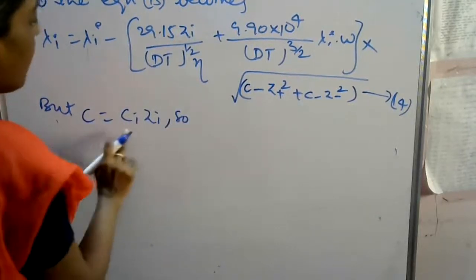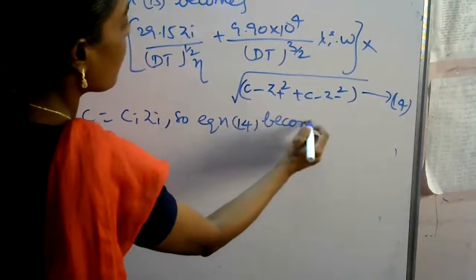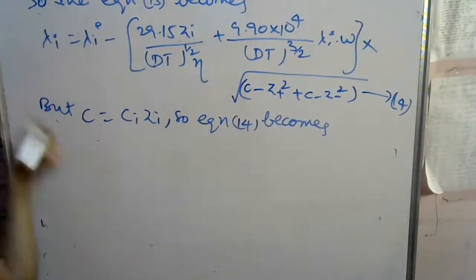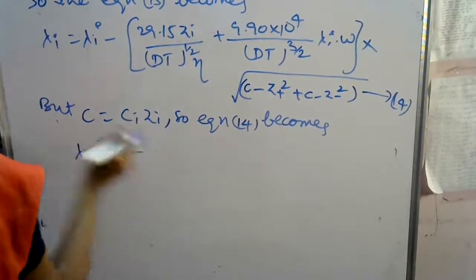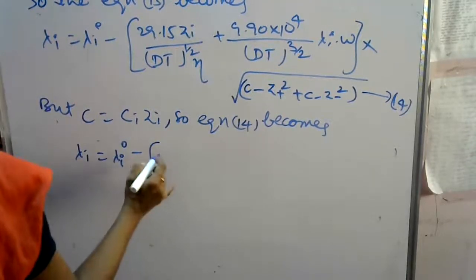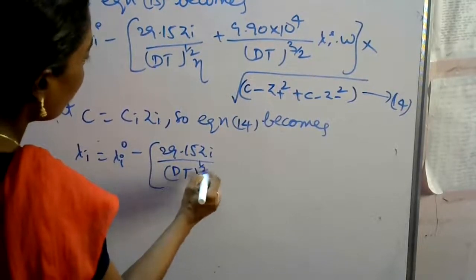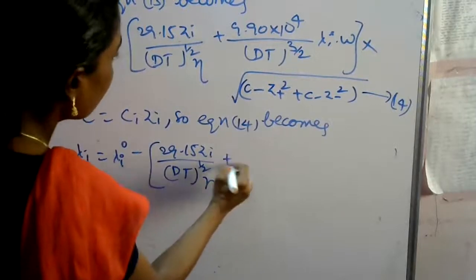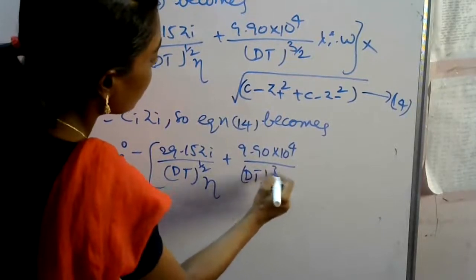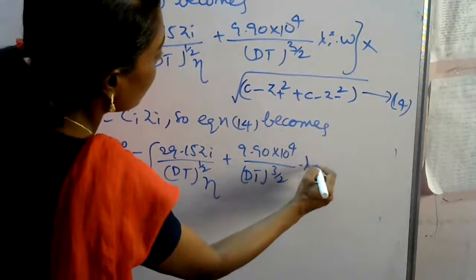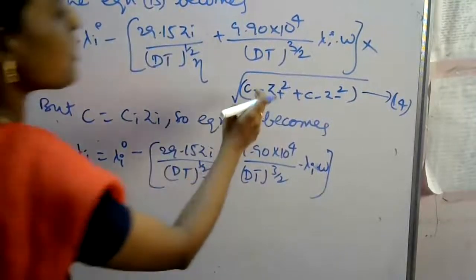Actually, what is C? Ca is equal to Ci Zi. So equation 14 becomes lambda i is equal to lambda i naught minus 29.15 Zi by dt power of half theta plus 9.90 into 10 power 4 by dt power 3 by 2 lambda i naught omega into, so we have to substitute the value.